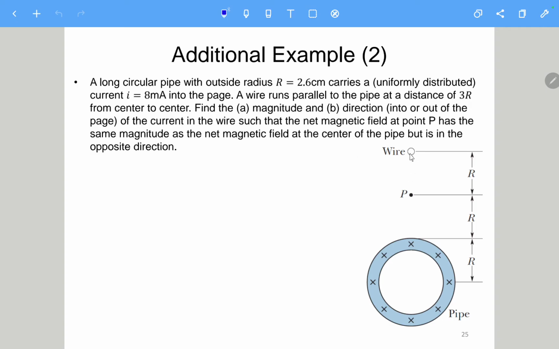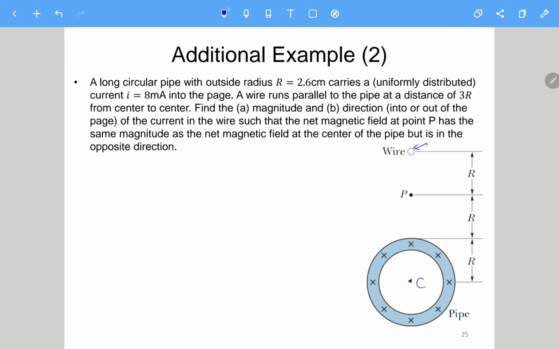So here we have another wire. Find the magnitude and direction, into or out of the page, of the current in the wire such that the net magnetic field at point P here has the same magnitude as the net magnetic field at the center of the pipe, which means this point, but in the opposite direction. So we try to find the magnitude and direction of the current of this wire, whether it's going out or going in, and how large it is, to make the B field at this point and this point have the same magnitude but opposite direction.